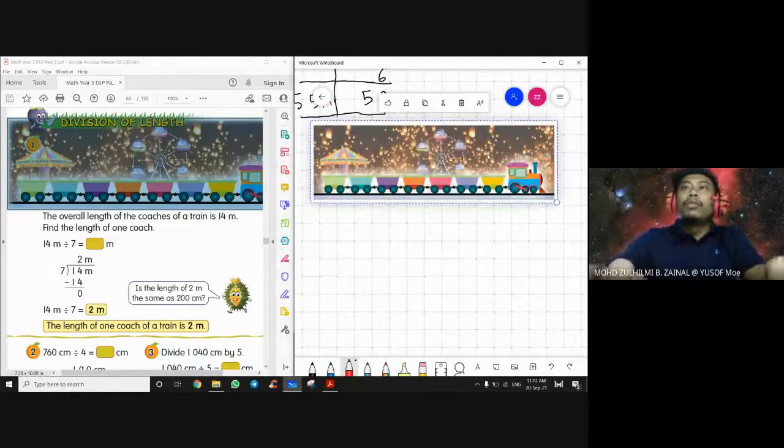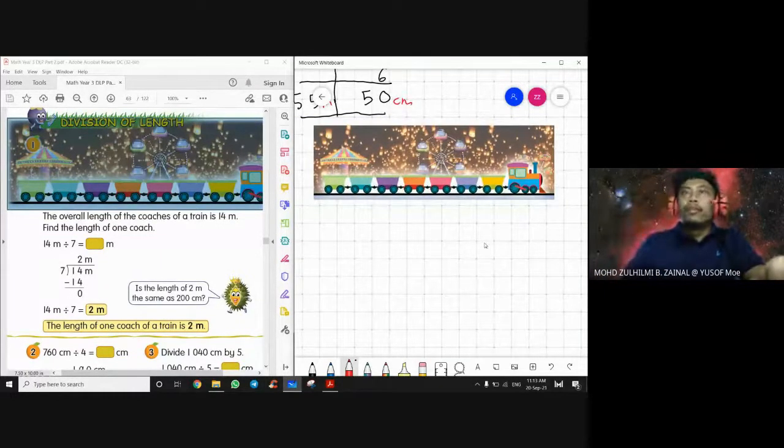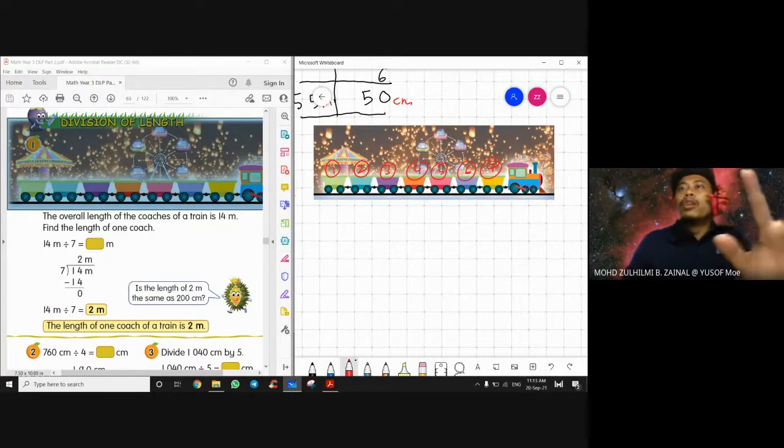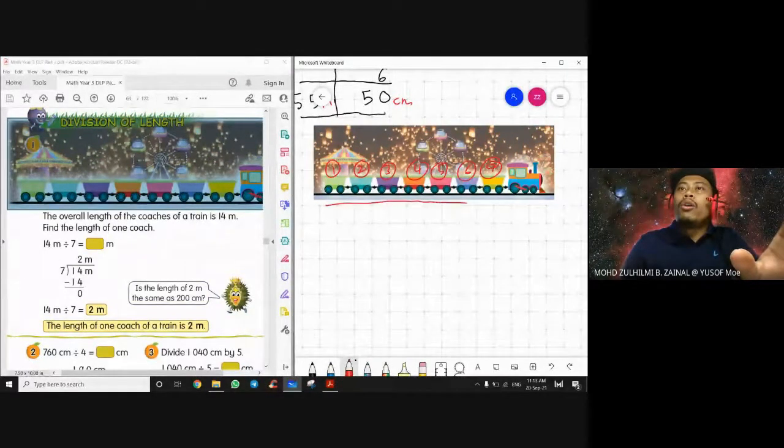Okay, so this is for division of length. Question number 1. The question asks you to find the length of one coach. Ada berapa coach? Kita boleh tengok sini. Kita kira lah. 1, 2, 3, 4, 5, 6, 7. So ada 7 coaches. And then the length of all the coaches are 14 meters.